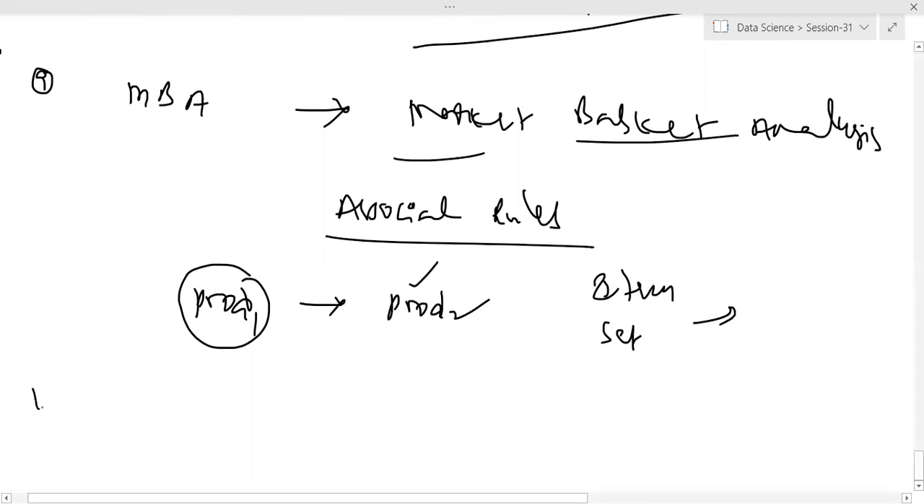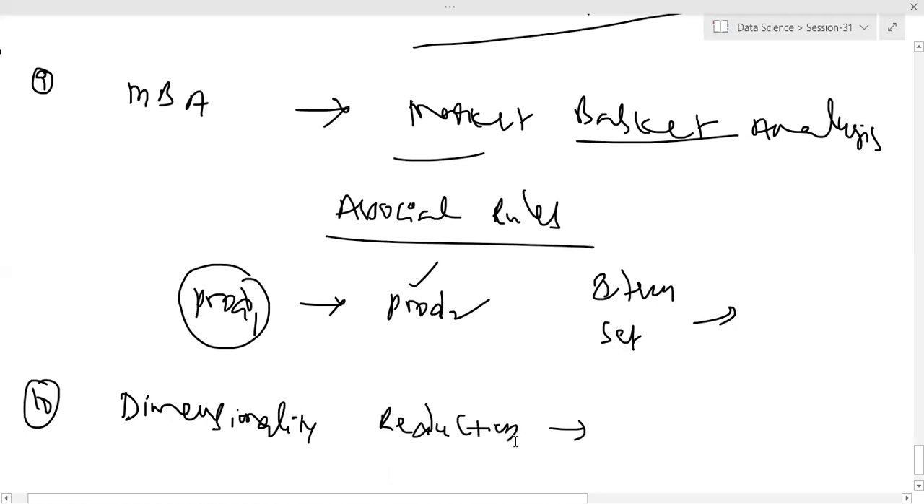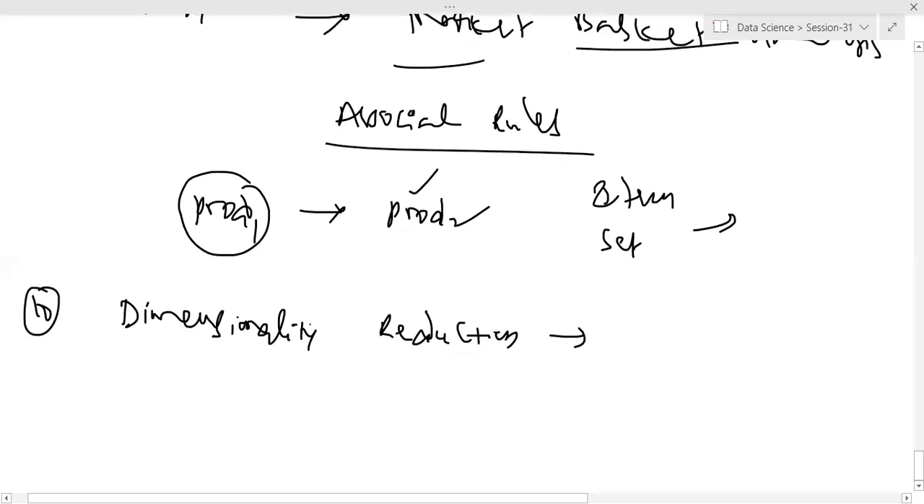And one more important thing: this 10th one is, we have seen that, dimensional reduction actually. What do you mean by this, friends? Dimensional reduction. The dimensional reduction is nothing but, in the given data set, we are having plenty of features.